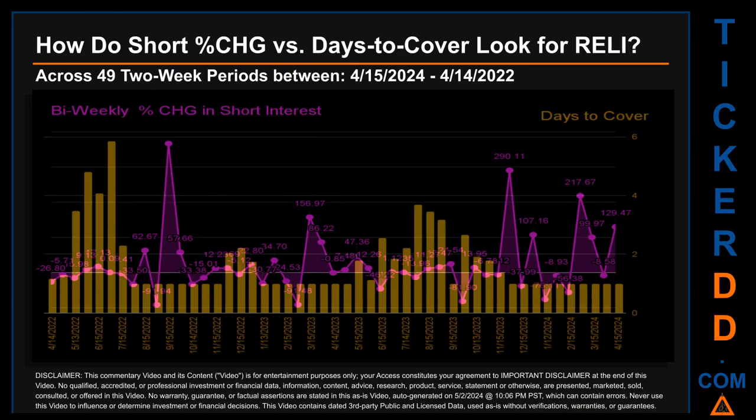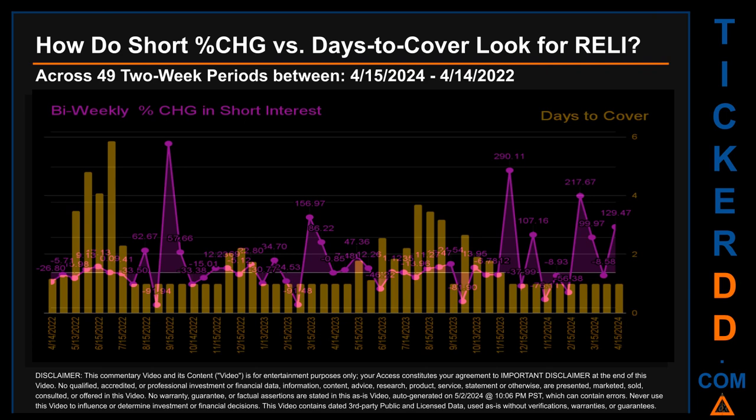Zooming out, I looked across 49 2-week snapshots, from latest found, April 15, 2024 to oldest found, April 14, 2022. In the graph, I overlaid bi-weekly percentage change in short interests against days to cover. Across these 49 2-week snapshots, the average percentage change of short interest was about 22.37%.